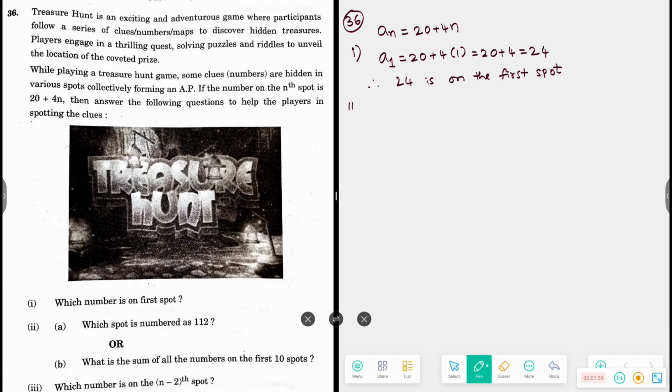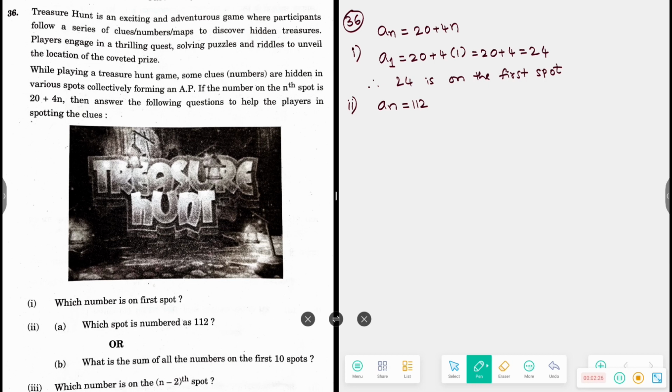Now coming to question number 2. In question number 2, there is an internal choice question also, that is a 2 marks question. Here, the first question is which spot is numbered as 112? Which spot is numbered as 112 means the number on the spot is already given. That means an is given as 112. Which spot is numbered means what? You have to find n. Here an is given, we have to find n.